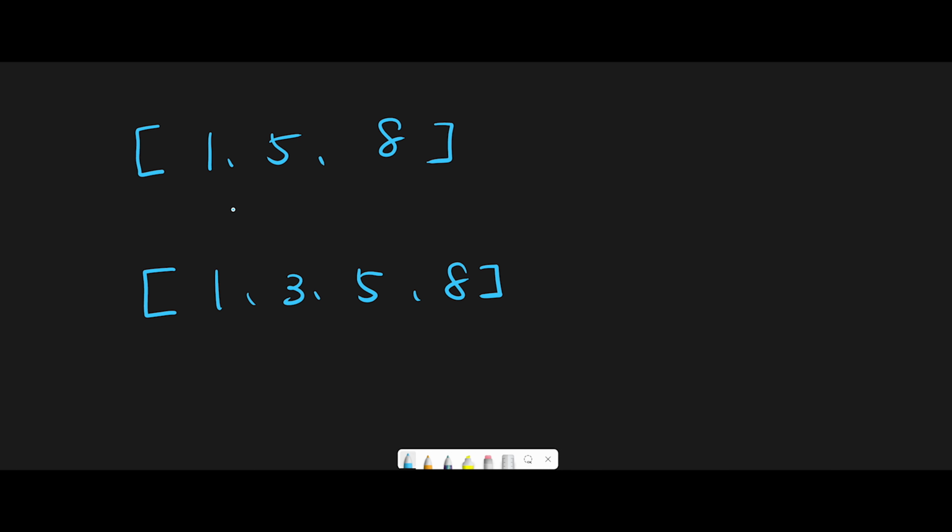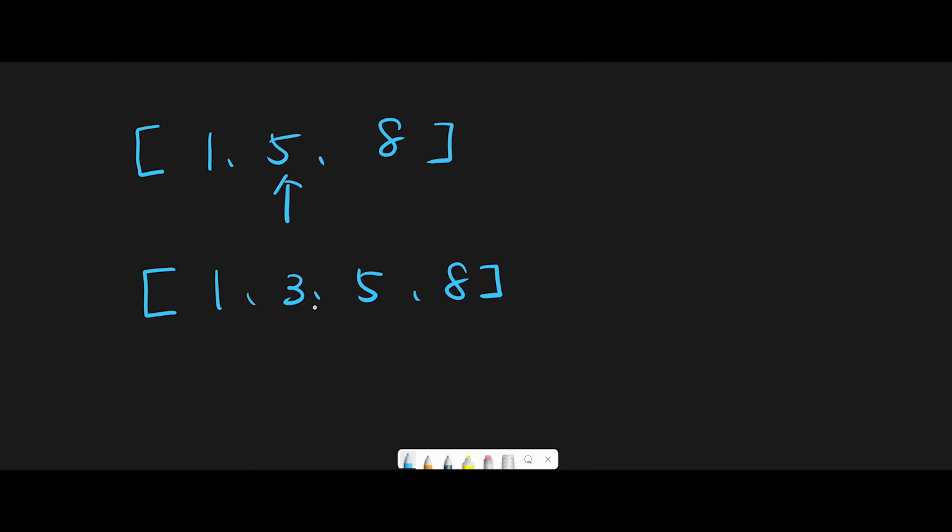The median is the middle value when a sorted array is split exactly in half. If the number of elements is odd, the median is the middle element. So for example, 1, 5, 8, so the median is 5. If it's even, the median is the average of the two middle elements.